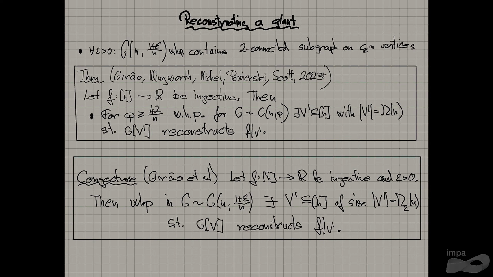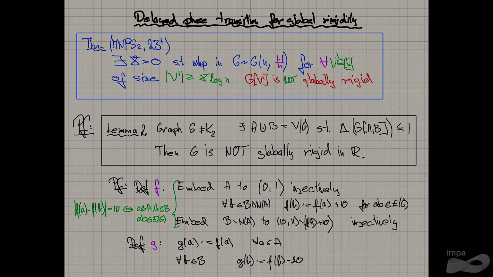So we strengthen this in two ways. Well, actually, we don't strengthen this, it's different. They conjectured that the 42 over n could be brought down to 1 plus epsilon over n, but they did not conjecture, as you will see very cleverly, that you can change the order. Because what we show is that, in fact, that's not true.